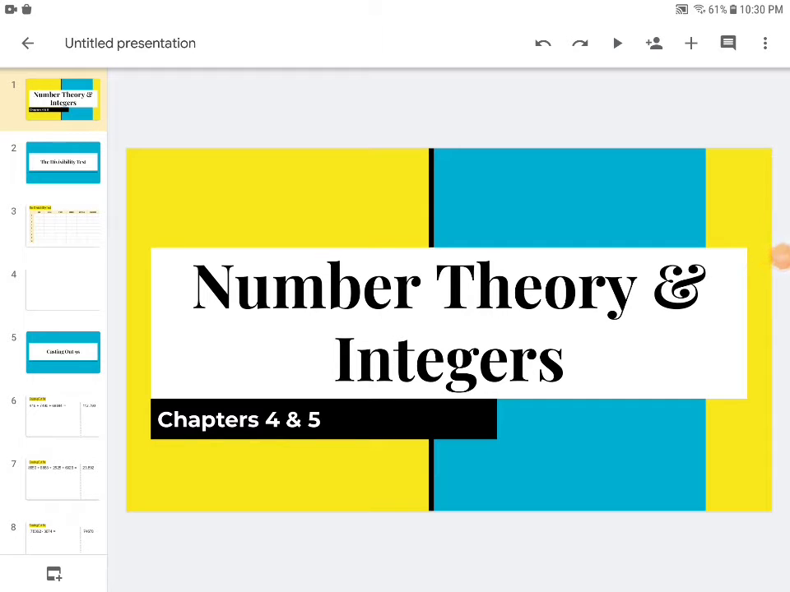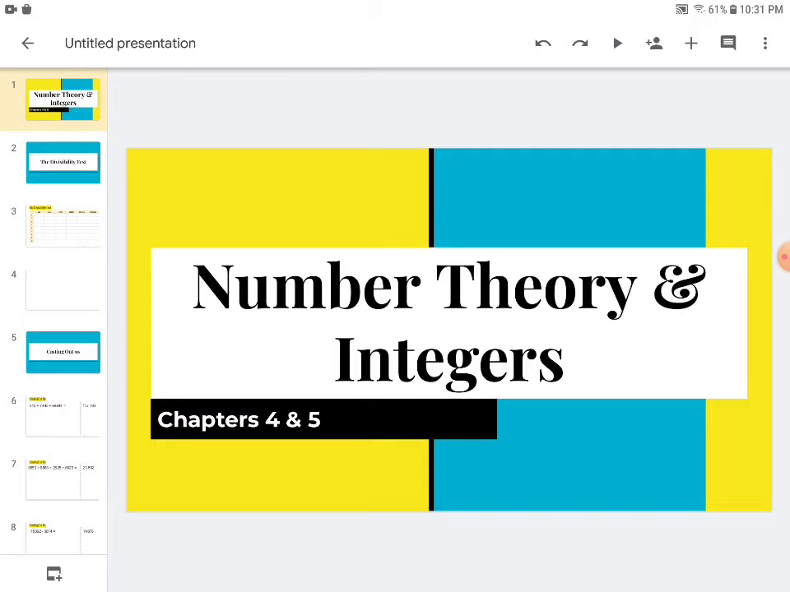Everybody. Today we're going to talk about number theory and integers. This is going to be over chapters 4 and 5. It's actually a lot easier than you think it is. It's really quite fun, actually, to boggle the minds of your friends, your peers, just by knowing these little tips and tricks that help you find out divisibility, least common multiples, and so on.